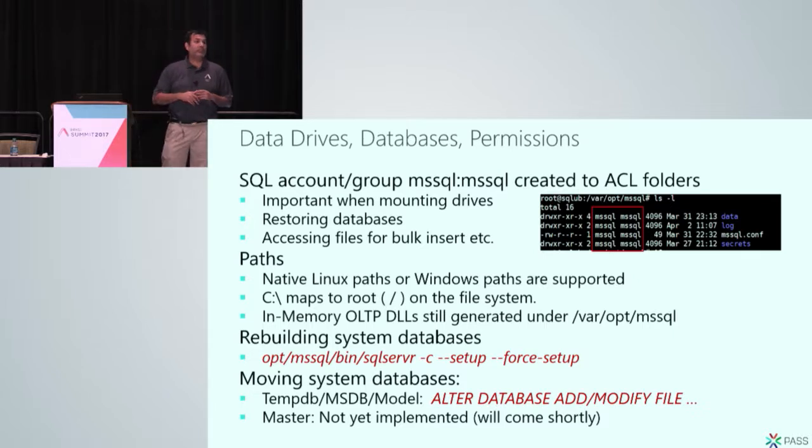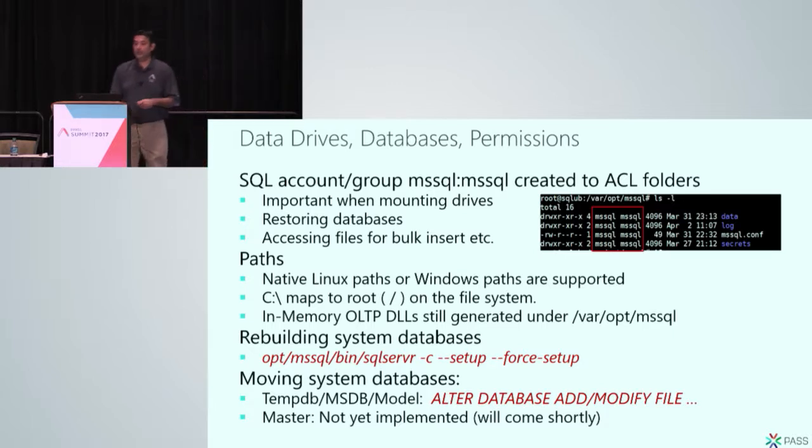And there's this whole issue with paths, right? So we support both Windows paths and native Linux paths. And so how does that work? What does C: actually mean on Linux? What that means is we map C: right now to root. So C:/data would be like /data on Linux. The only thing that does not go in a custom folder is the in-memory generated DLL. So if you have an in-memory table which generates those DLLs under the covers, those still go under a fixed path, which is under /var/opt/mssql.